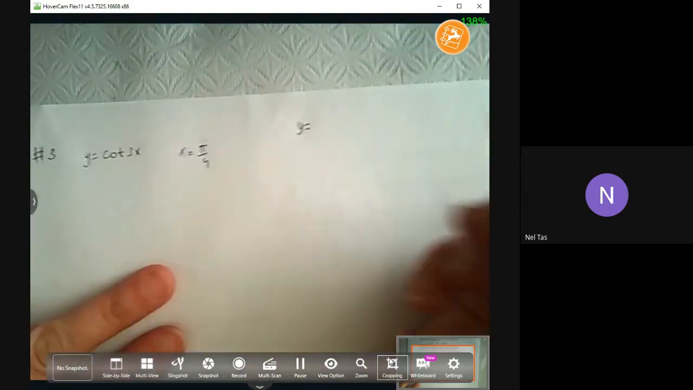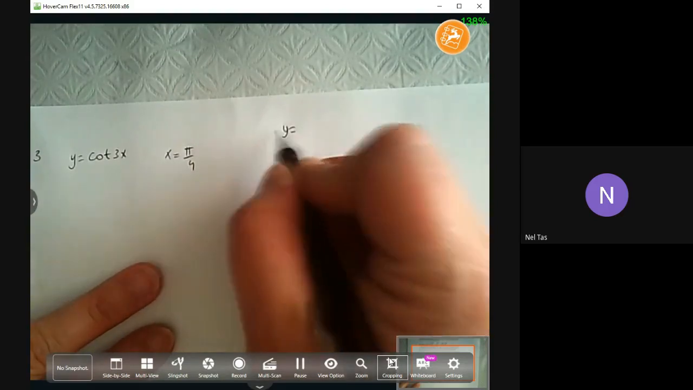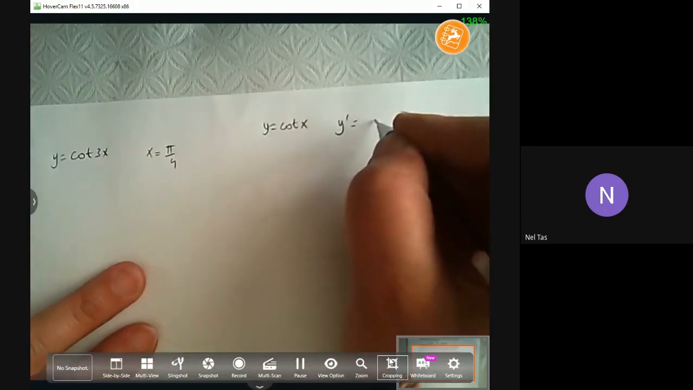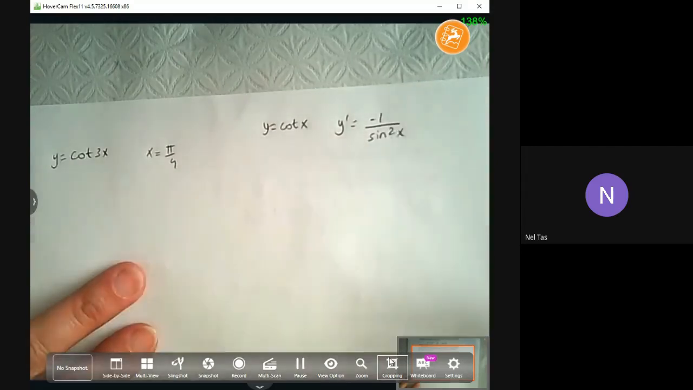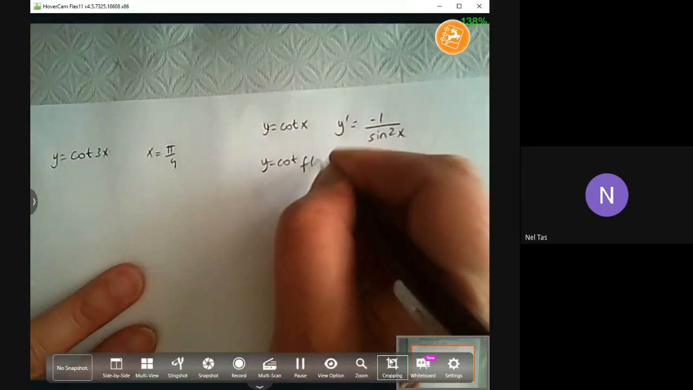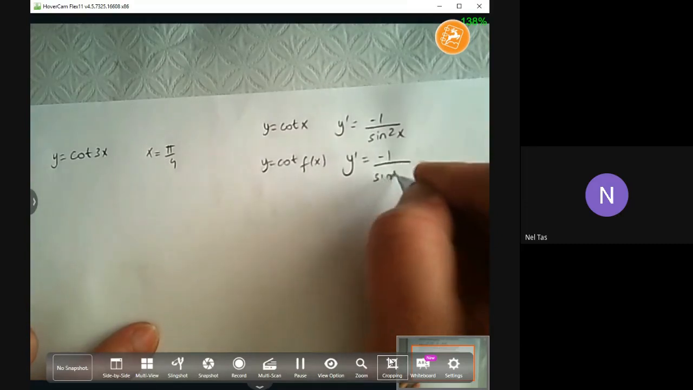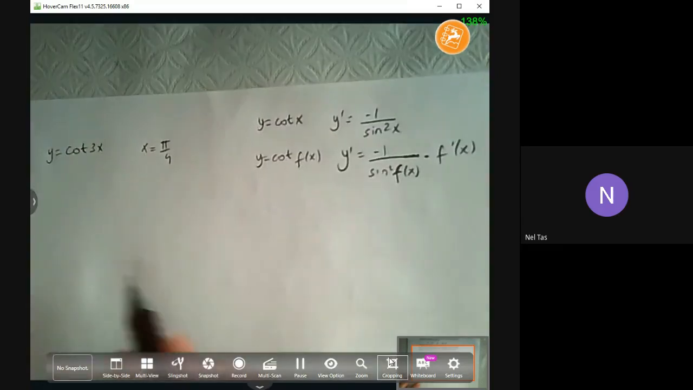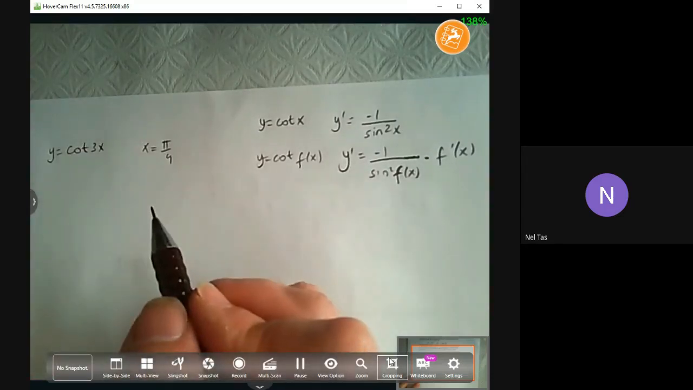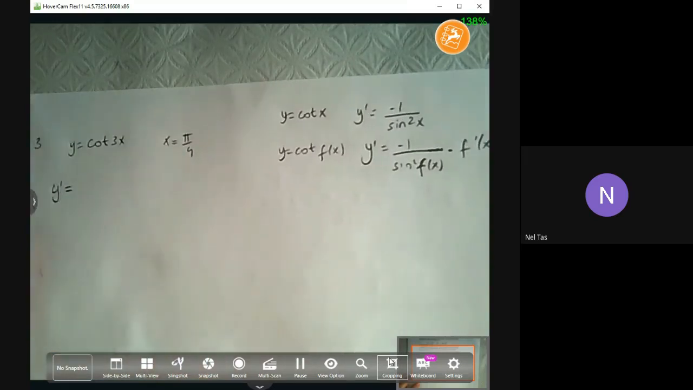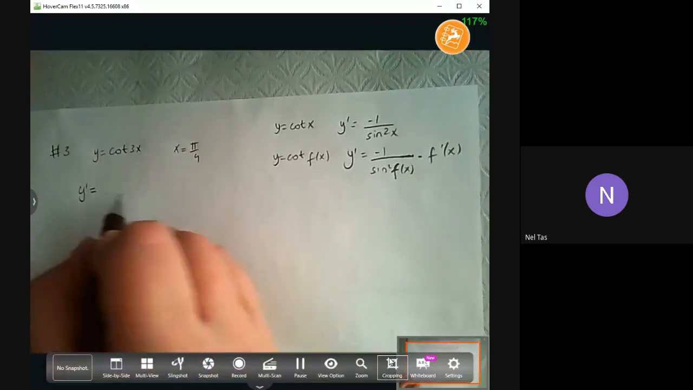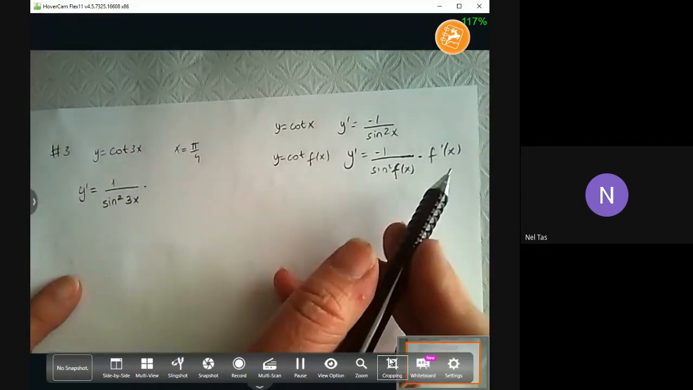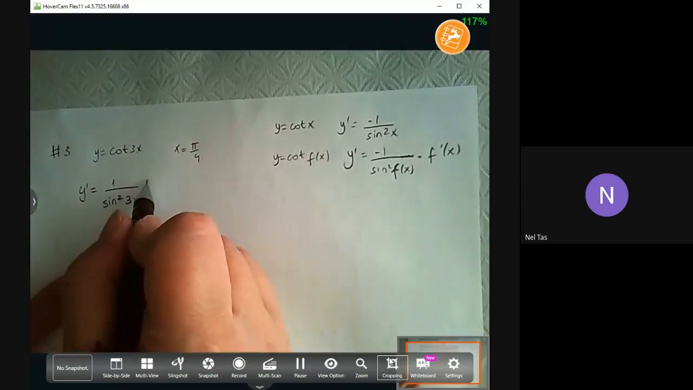So let's remember the derivative of cotangent x from the first page. We said that if y equals cotangent x, y prime is negative 1 over sine squared x. And if you have cotangent f of x, then y prime is negative 1 over sine squared f of x times f prime of x. Okay, so to write the equation of the tangent, we need the slope of the tangent, so we need the first derivative. This gives me negative 1 over sine squared 3x times the derivative of the inside, the derivative of 3x, which is 3. So times 3. I'm going to put it here.